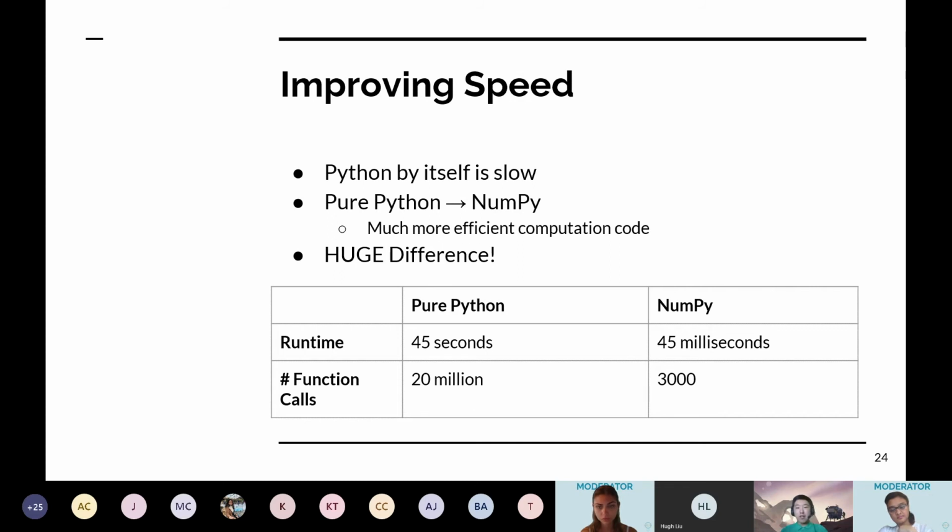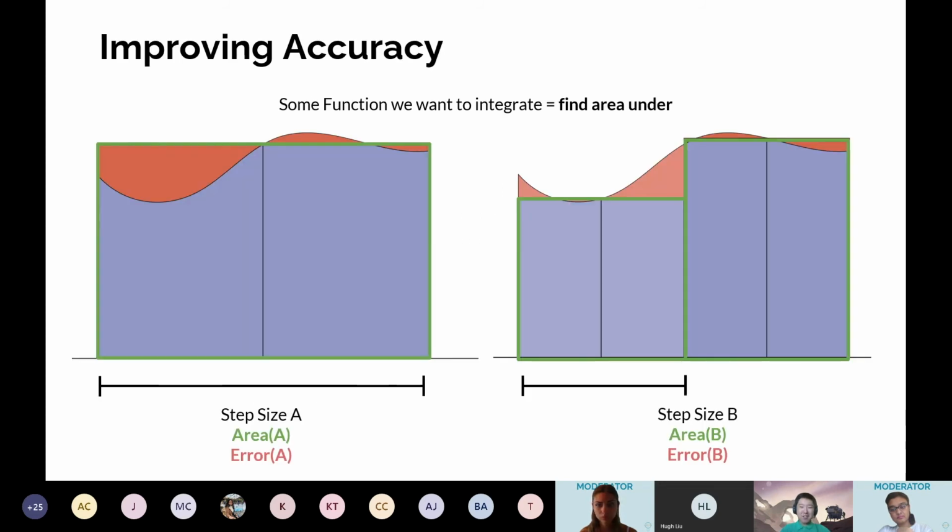But what I did is I added NumPy. NumPy uses fast vectorized libraries to make numerical calculations very, very fast. And this dropped computation time by a factor of 1,000, to 45 milliseconds. Amazing. But calculating things fast is not very useful if you don't calculate things accurately.